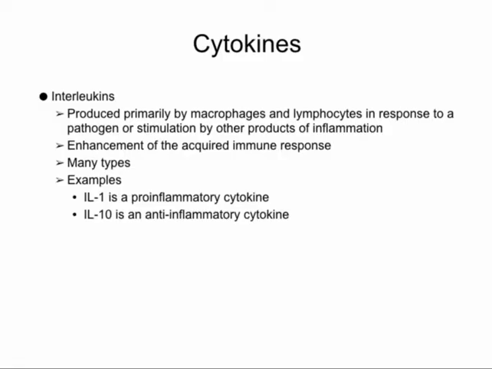Cytokines are a big portion of your innate response. You have interleukins. There's many, many different ones. I don't expect you to memorize these by any means. Just understand that the cytokines essentially are part of your innate response. But interleukins are produced by macrophages, lymphocytes, and once again, it's usually when you have this inflammatory process that stimulates it. And it enhances the acquired immune response, so it helps that communication there. Many, many different types. There's some that are pro-inflammatory and some that are anti-inflammatory.